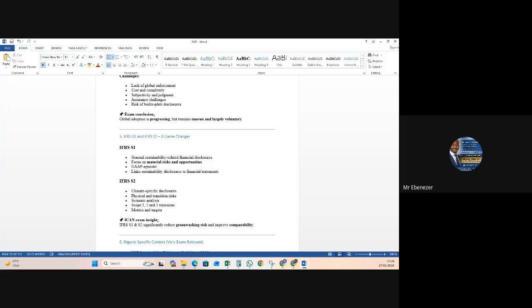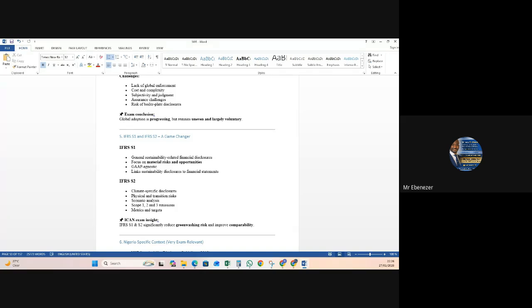Okay. Now, for IFRS S2, that one talks more about climate specific disclosure. It talks about the physical and transition risk. As well, we have scenario analysis where we have the scope of emission, we have metrics and targets as well. All of these are there to significantly reduce the greenwashing risk and improve comparability in our report.